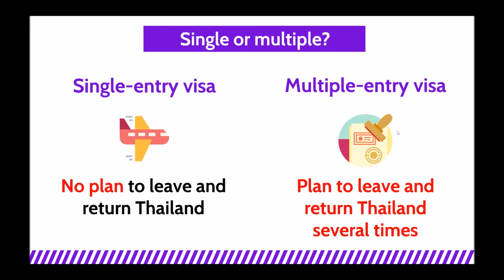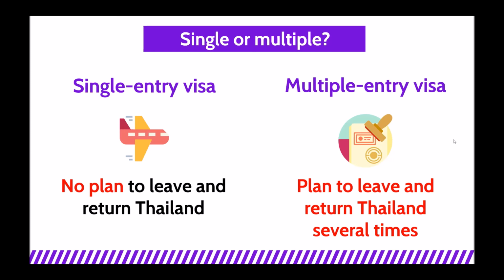Okay, let's talk about the entry and number of entries. There are two types of entries: single entry visa and multiple entry visa. So a single entry visa means that when you enter Thailand, and if you leave Thailand, your student visa will be automatically expired. And if you get the multiple entry visa, you can enter and leave as many times as you want.